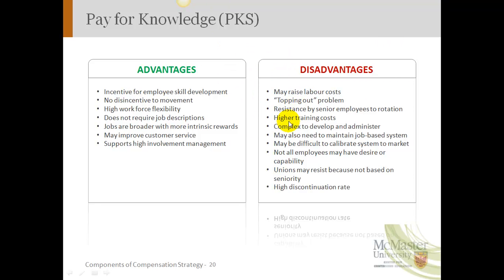Clearly, that's going to increase your training costs. Unions may also be a little more resistant because it's not based on seniority, it's based on skills or competencies that people have. And because it can be expensive, you find that many organizations can't continue with it. So the discontinuation rate in organizations for this kind of thing could be quite high. So you really have to make sure that before you decide to look at pay for knowledge or pay for skill, your environment really has the ability to harness the skills that employees are amassing and really use those skills in the organization on an ongoing basis in order to capitalize on the advantages that this kind of compensation system brings.